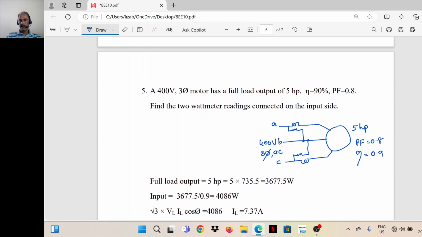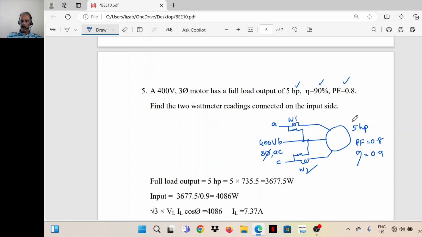Next, a 400 volt three-phase motor has a full load output of 5 HP, efficiency 90%, power factor 0.8. Find the 2-wattmeter readings connected on the input side. Okay, fine. W1, W2.